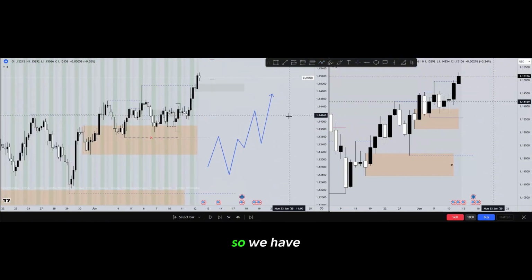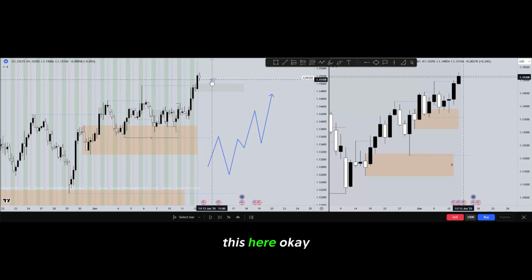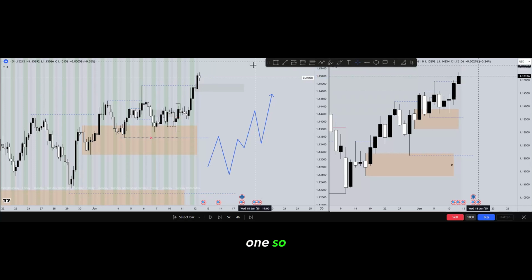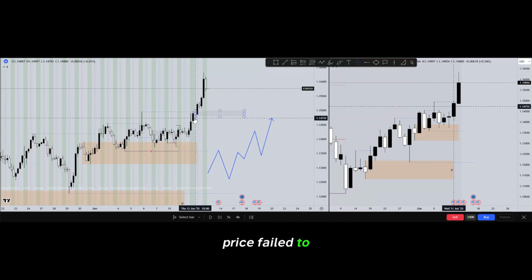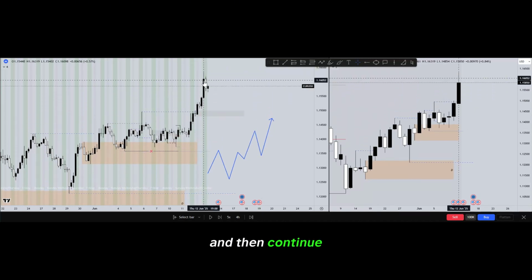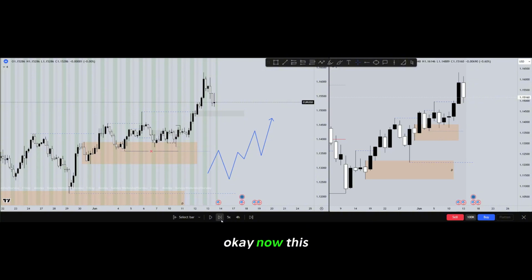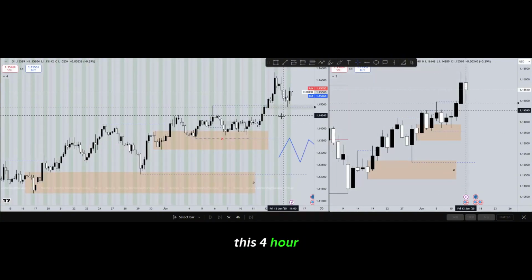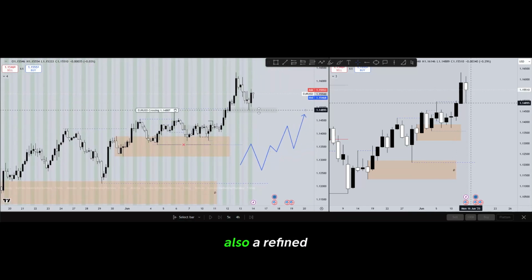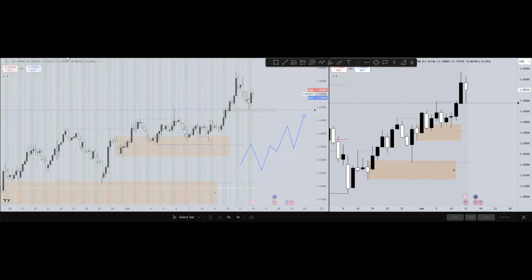Okay, so we have this here. Okay, let's delete this one. So if this is the next day, price failed to pull back here and then continued straight higher. Okay, now in the London session, price mitigates this 4 hour zone, which is also a refined 1 hour zone here.